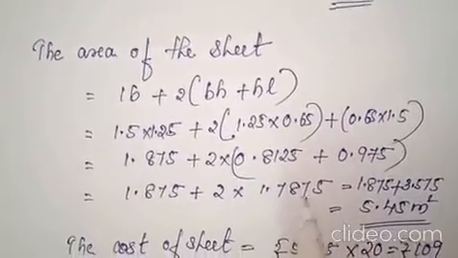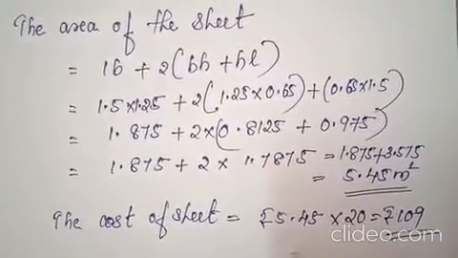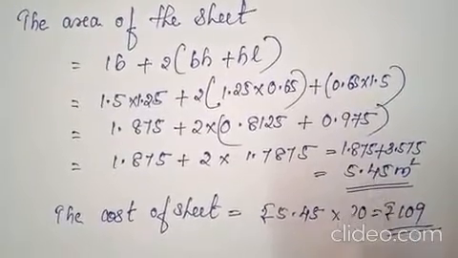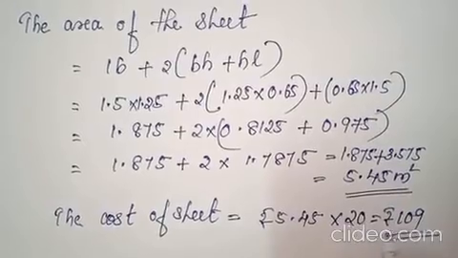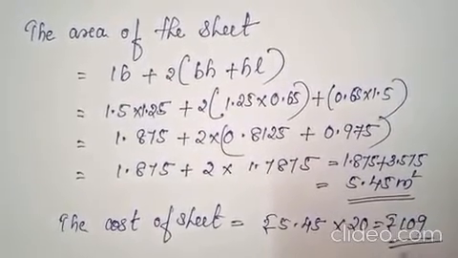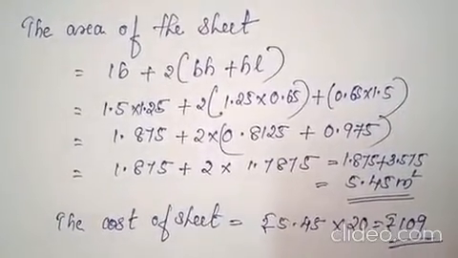Then we found the area. The next one is the cost of the sheet. Cost is already given: 1 meter square equals rupees 20. So area into rupees 20, 5.45 into rupees 20. You will get the answer rupees 109. So the cost required for the sheet is rupees 109. Got it?